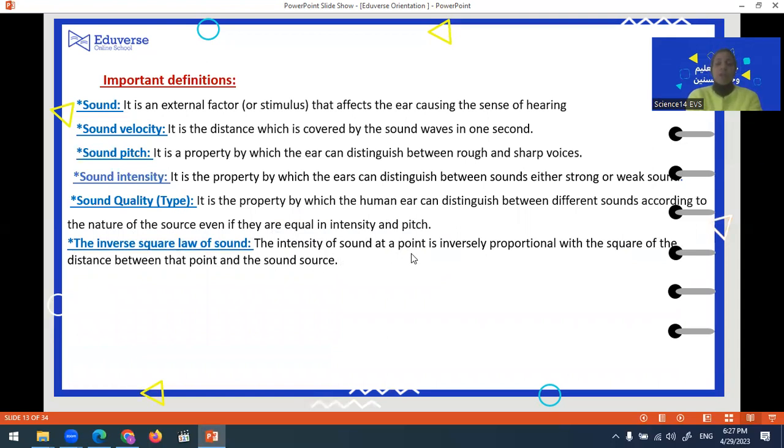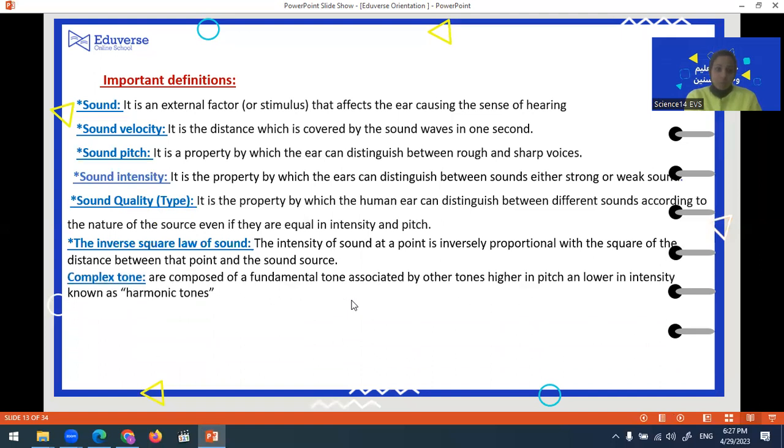What is the inverse square law of sound? The intensity of the sound at a point is inversely proportional to the square of the distance between the point and its sound source.